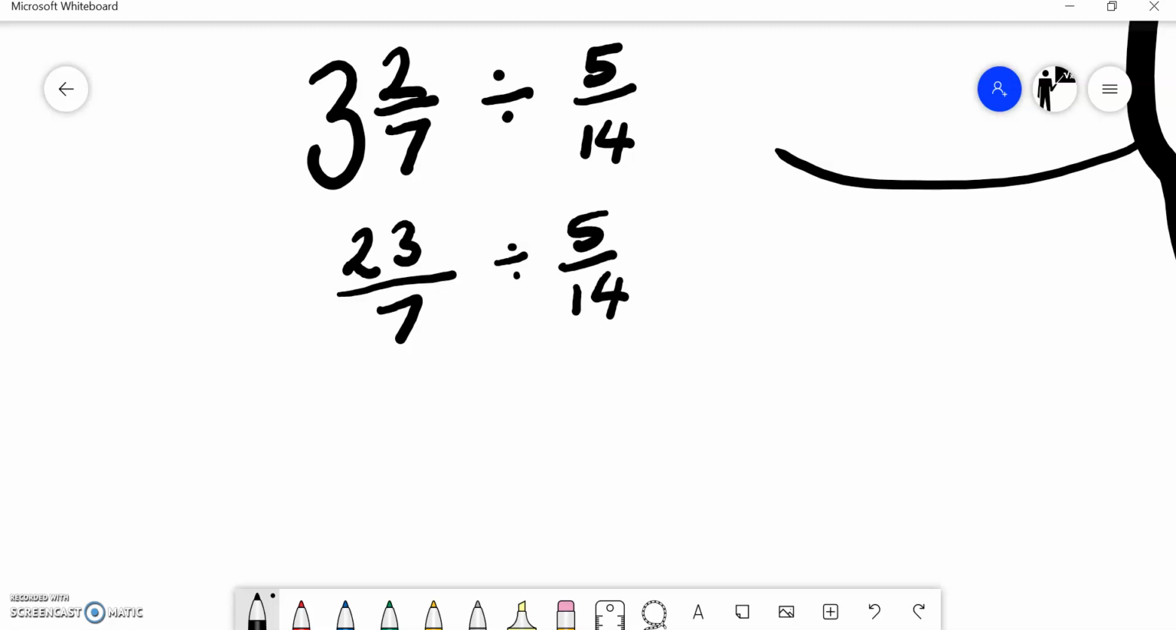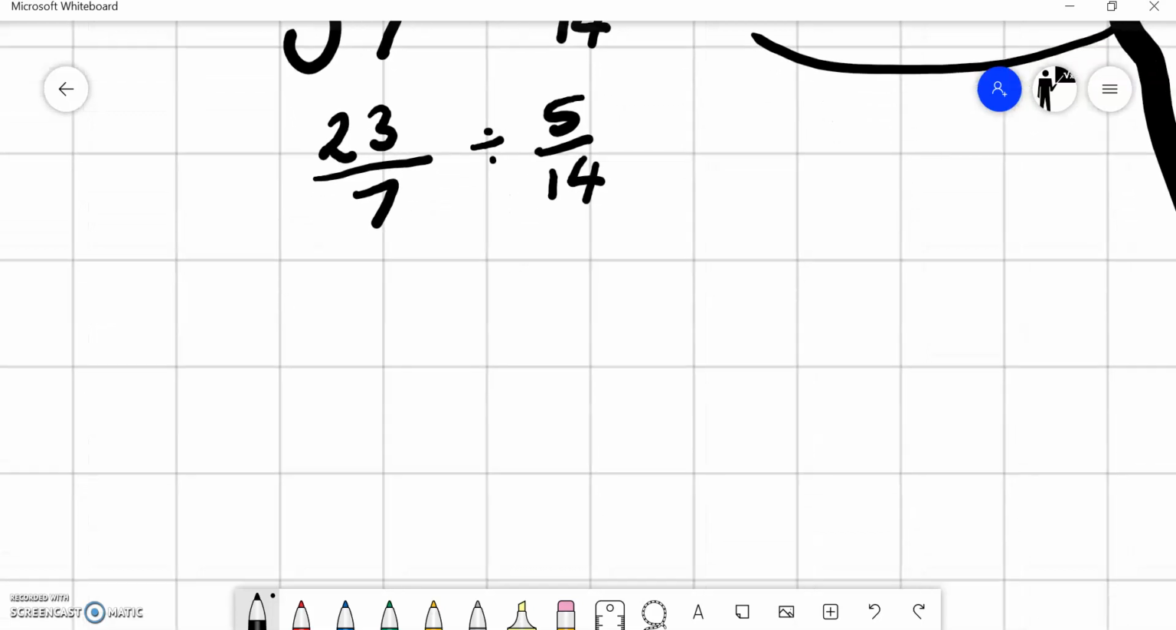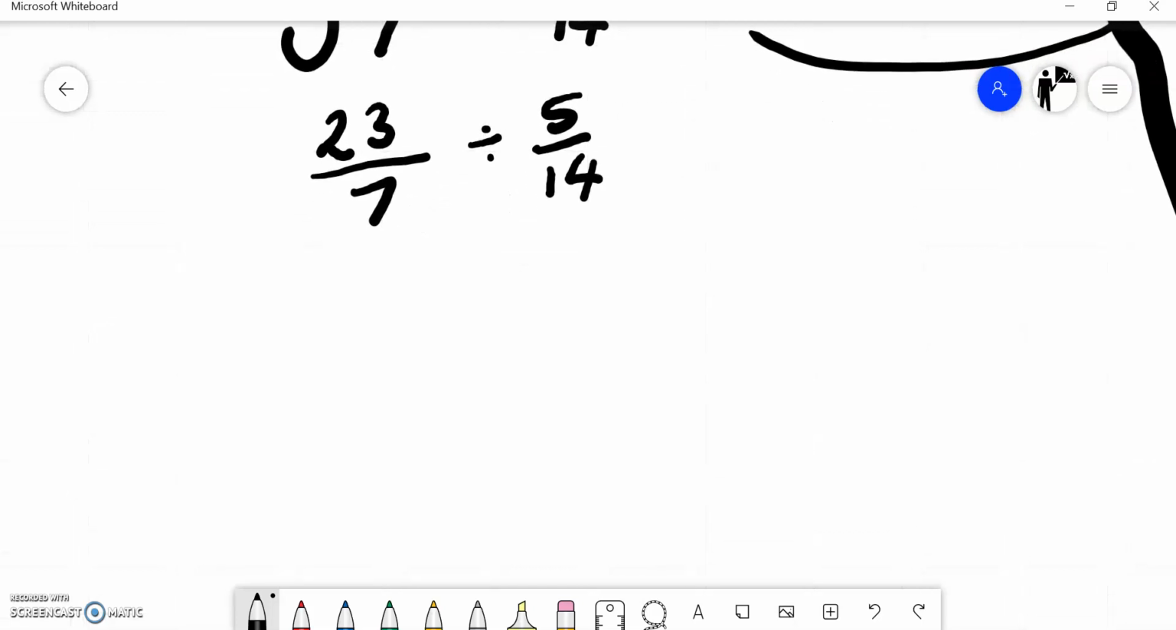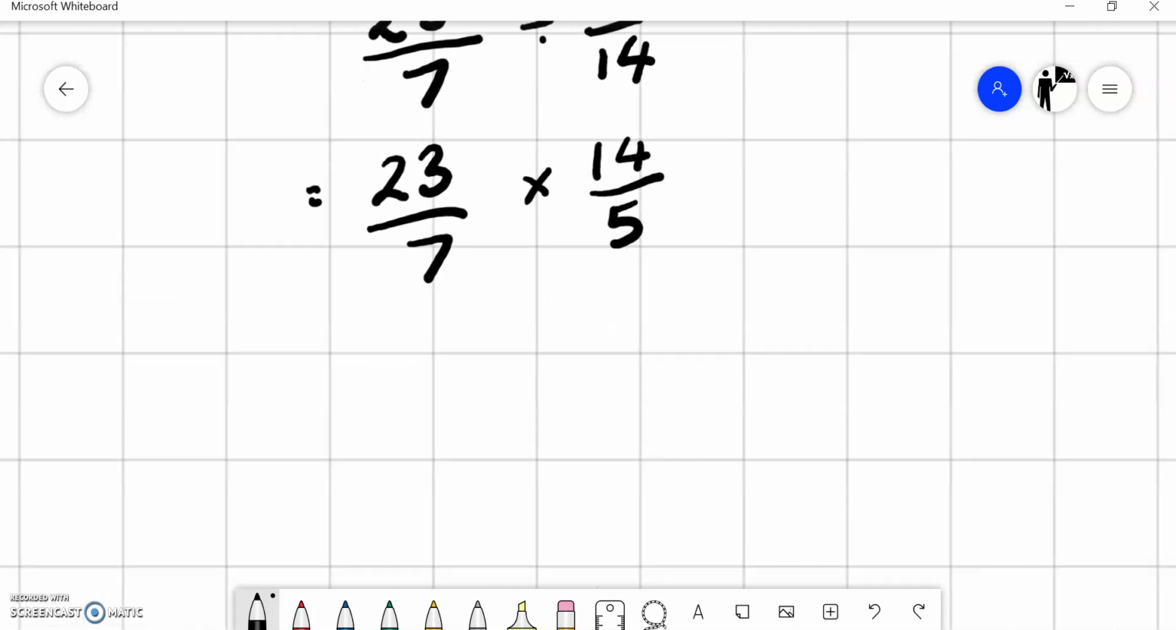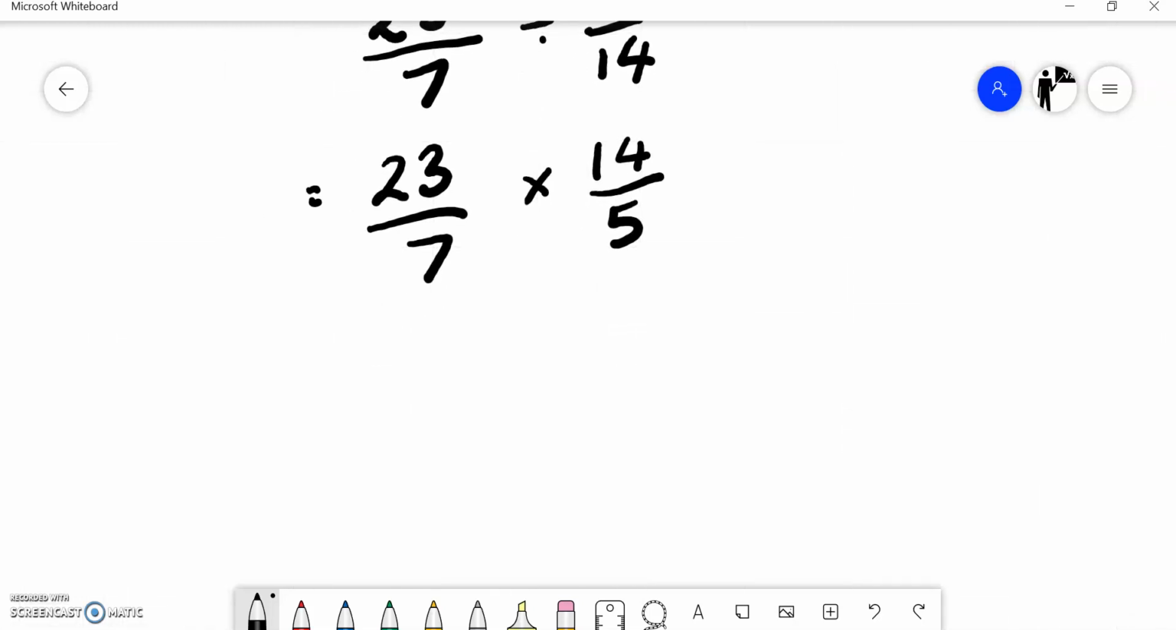Okay, so we don't need the same denominator here. It's only for adding and subtracting. So when we divide fractions, you need to remember that we flip the second fraction and divide becomes times. Okay, that's the main thing you need to remember when we are dividing fractions.